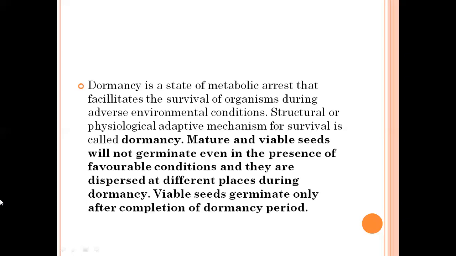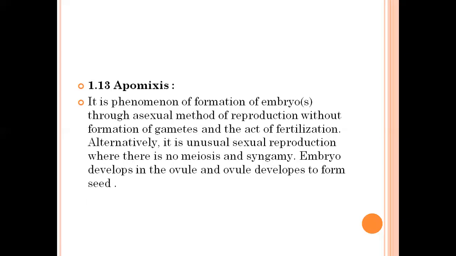Even though mature and viable seeds are there, they cannot germinate even when there is a favorable condition, so some problem is there at that time. They are dispersed to different places by dormancy. Viable seeds germinate only after completion of the dormancy period. So without completing the dormancy period, the seeds cannot be dispersed or germinate.